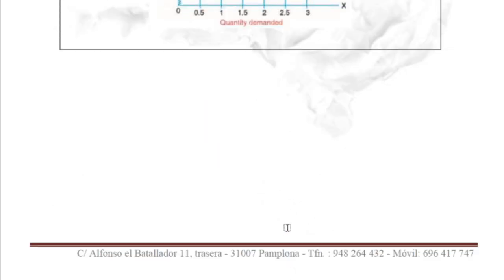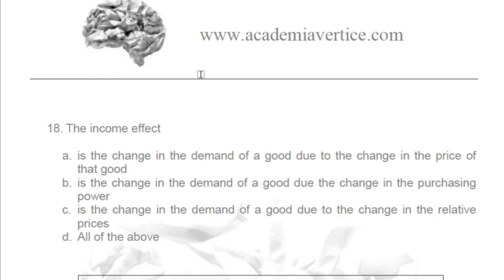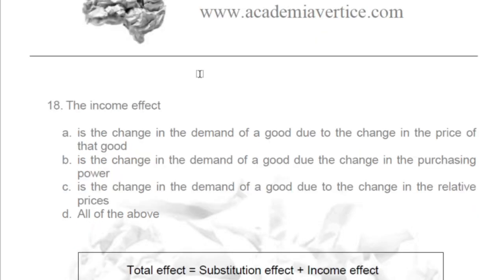Now, this is also a question for principles of microeconomics. The income effect, okay. This is the definition of the income effect, so be very careful because it's not easy. Okay, the income effect is the change in demand of a good due to the change in the price of that good. No, that's the total effect. That's what we can see, how the consumption of that good varies when the price changes. Okay, is the change in the demand of a good due to the change in the purchasing power. That was the name, purchasing power, capacidad o poder adquisitivo. I didn't remember, sorry. So is the change in the demand of a good due to the change in the purchasing power? Yeah, that's the income effect.